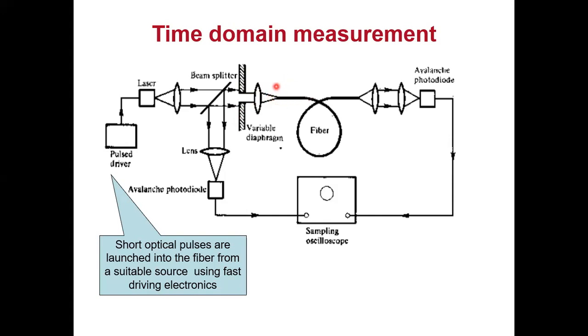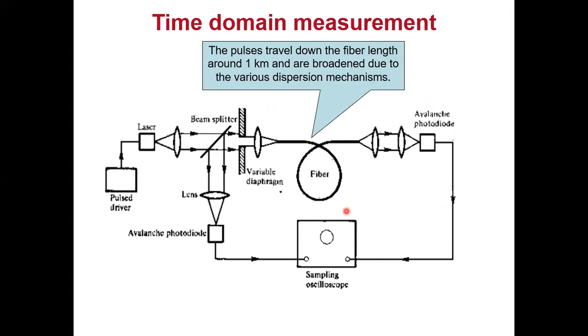So here the mode scrambler and cladding mode stripper are not there. Now the light enters the fiber, and the light comes out through the fiber. So here I again have the light signal, and I require an avalanche diode. The avalanche diode will convert the light back to an electrical signal, and that electrical signal I give to the sampling oscilloscope. So this measurement scenario is simple.